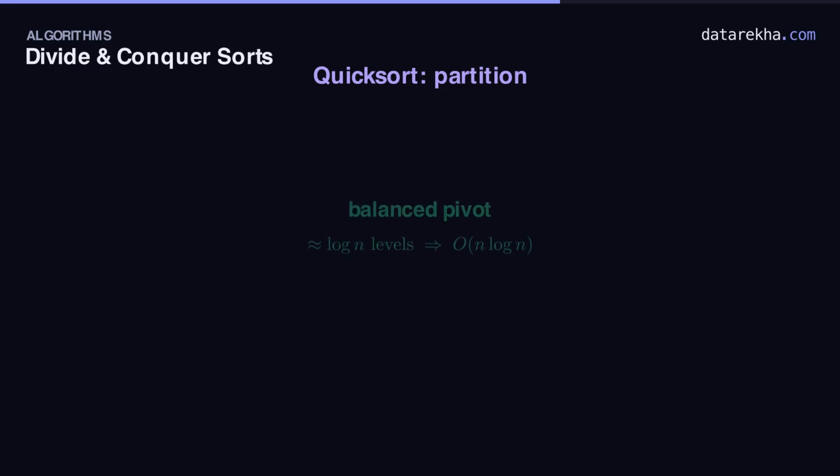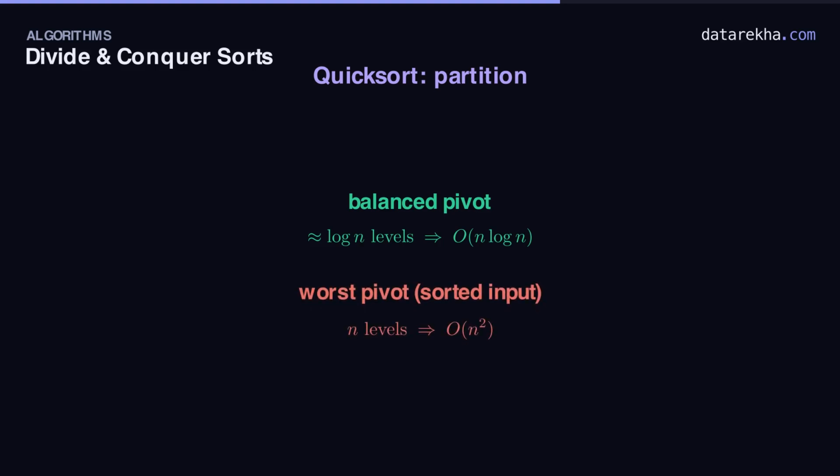But quicksort has an Achilles heel. Its speed depends entirely on the pivot. Pick pivots that split the array evenly, and you get log n levels, n log n on average. But feed it already sorted data while always picking the last element, and every partition peels off just one element. The tree becomes n levels deep, and it collapses to n squared. The cure is to pick the pivot randomly, or as the median of 3.